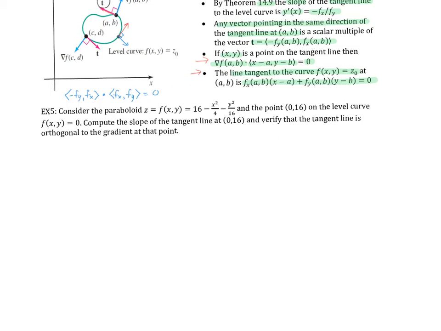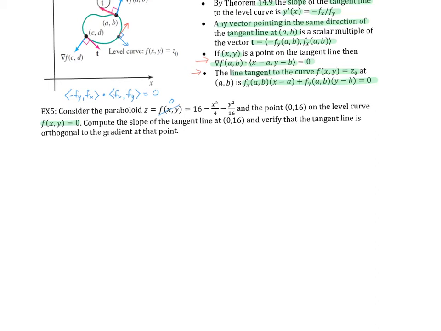Okay, so let's go ahead and in example 5, we're looking at this paraboloid, 16 minus x squared over 4 minus y squared over 16. So that's equal to our z. And we're going to look at the point (0, 16) on this specific level curve, f of x, y equal to 0. So all that means is that we're going to replace our z value with 0, and this is the level curve. This is the equation that we're going to be looking at.